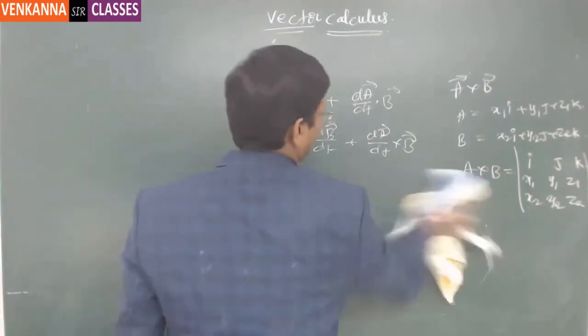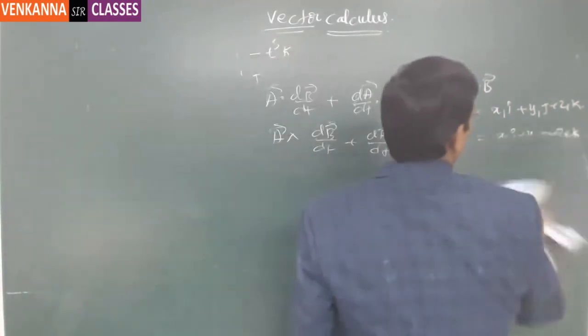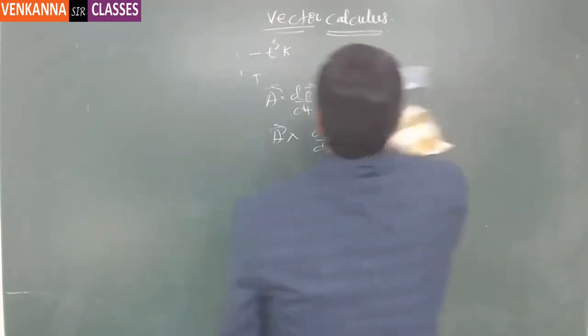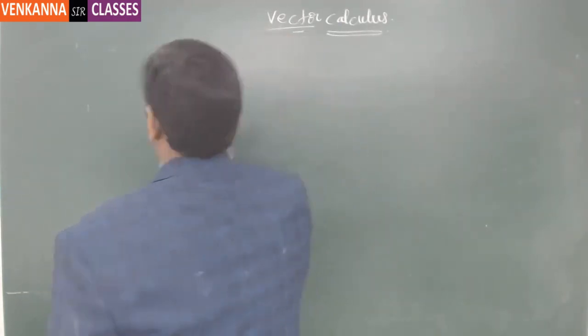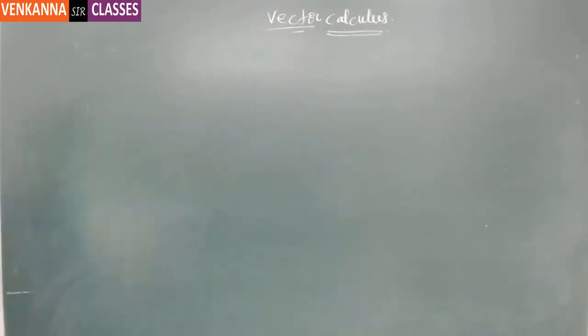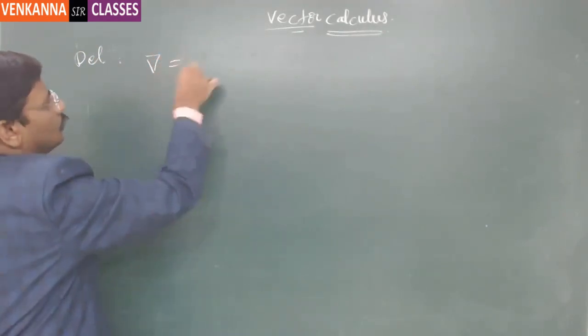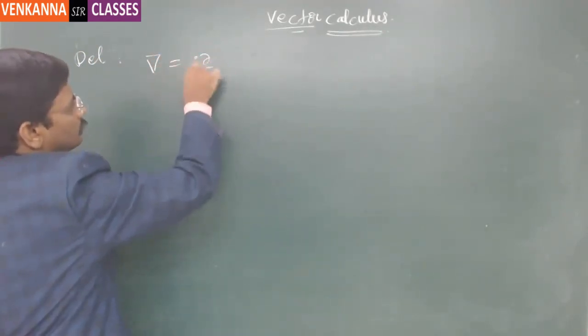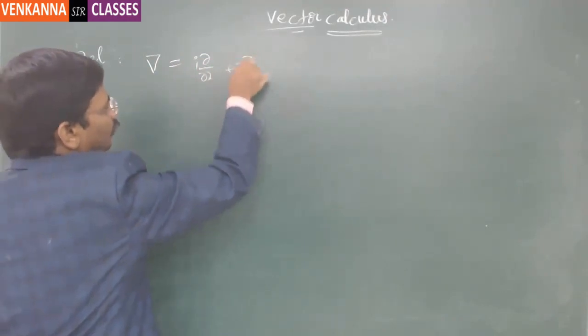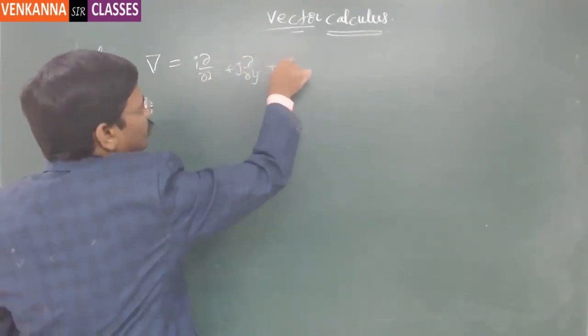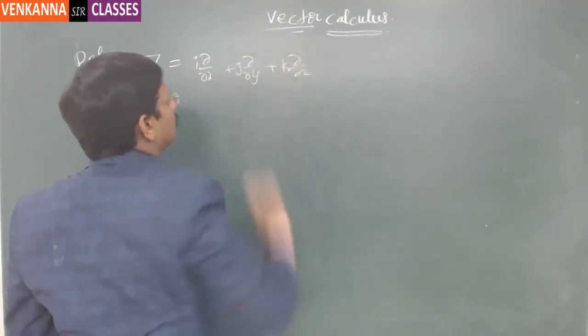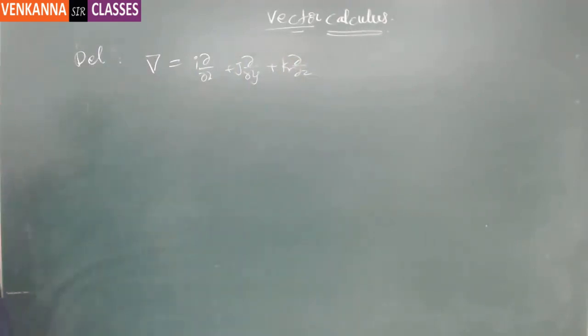Now coming to the gradient. For the gradient, there is an operator called del. Del is defined as del is equal to i ∂/∂x plus j ∂/∂y plus k ∂/∂z. The del operator.